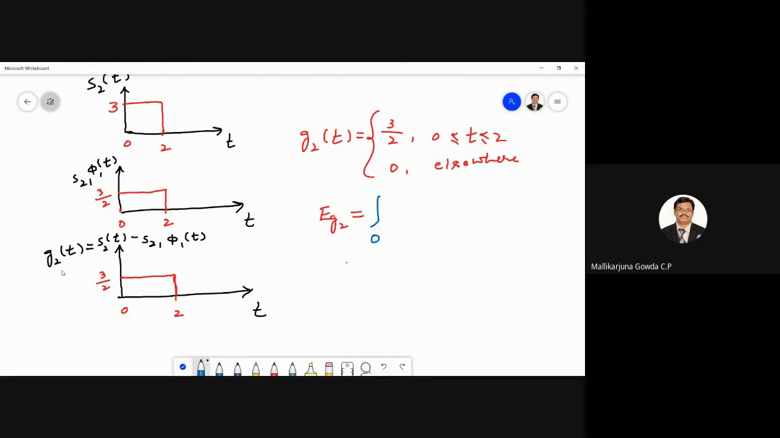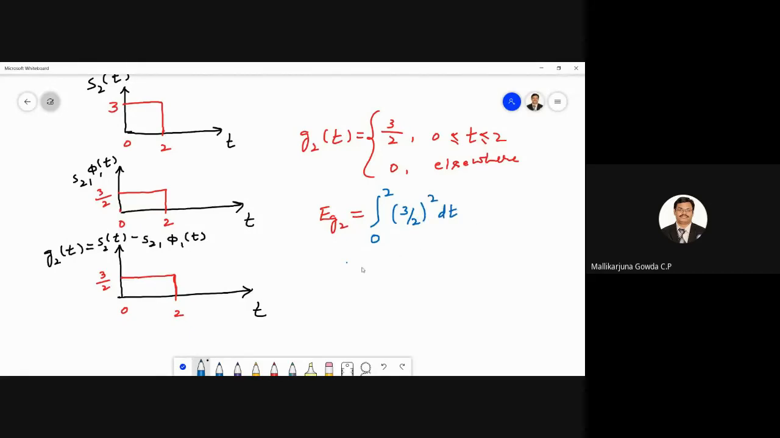See, G2 of t, it exists for what interval? 2, sir. Then see, time is 2, right? Its amplitude is 3 by 2. So 3 by 2 whole square, whole squared into dt. Very good.